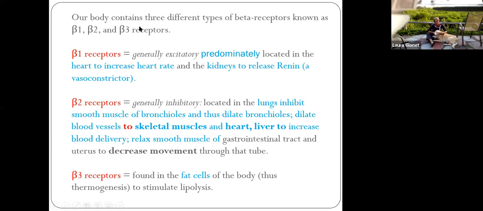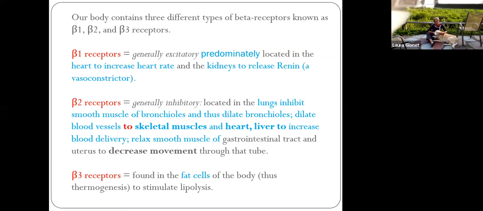All right, then we're going to go to the betas. Our body contains three different types of beta receptors: beta 1s, beta 2s, beta 3s. Beta 1 receptors, generally excitatory, are predominantly located in the heart to increase heart rate, and the kidneys to release renin, a profound vasoconstrictor. Again, we will look at renin more when it comes to AMP2, but I would keep these notes so you can refer back to them when we get to AMP2.